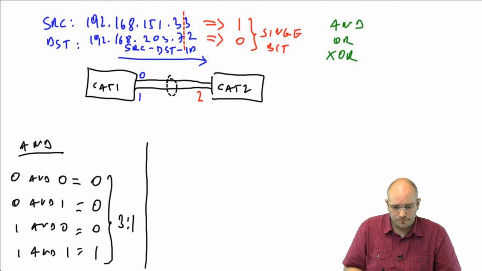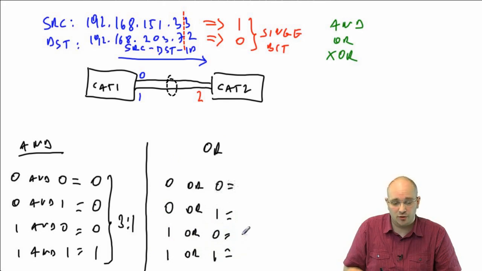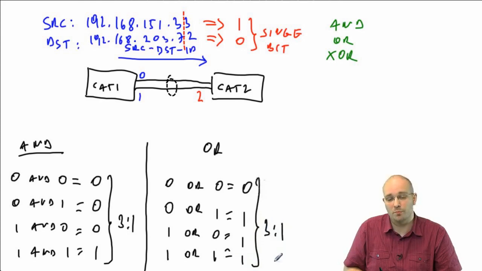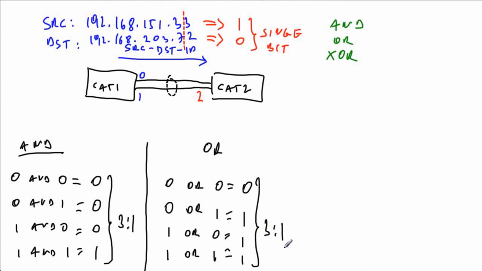Let's take a look at OR. Again, I have 4 possible combinations. Let's take a look at the result of these logical operations. This is the result, 0, 1, 1, 1. Again, I have 3-to-1 load balancing ratio. Let's take a look at the result of exclusive OR as a possible solution for our load balancing problem.